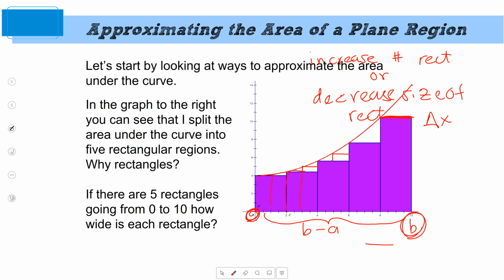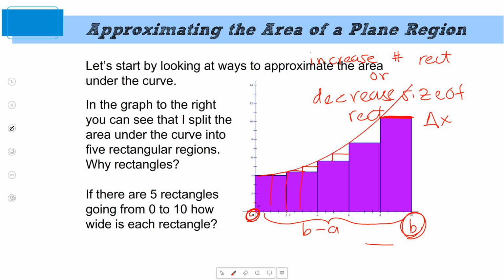Question? Are the rectangles always going to be the same width? Great. That's what I just said. So yes, for us now they are. Later on, we're going to change that when we get into something called a Riemann sum. But that's not till after break. So for now we just do rectangles.